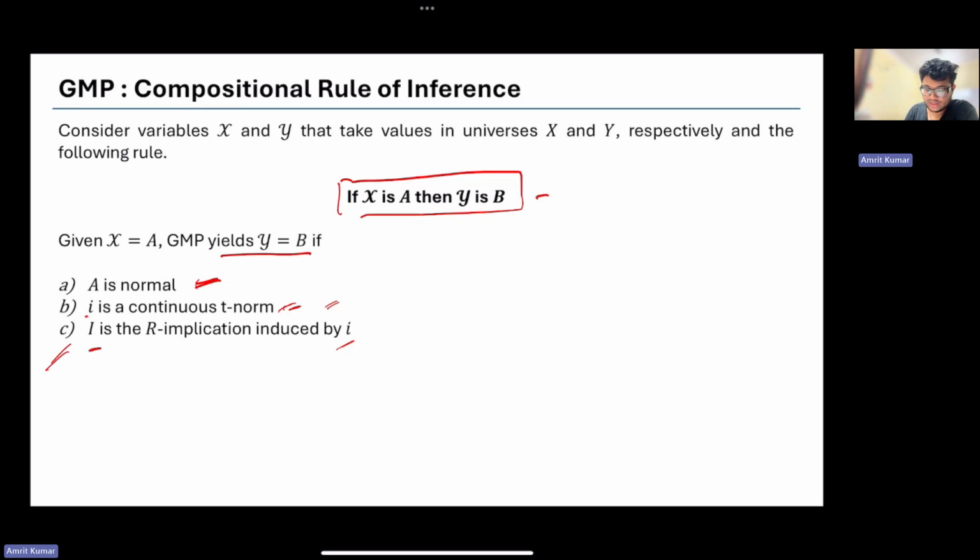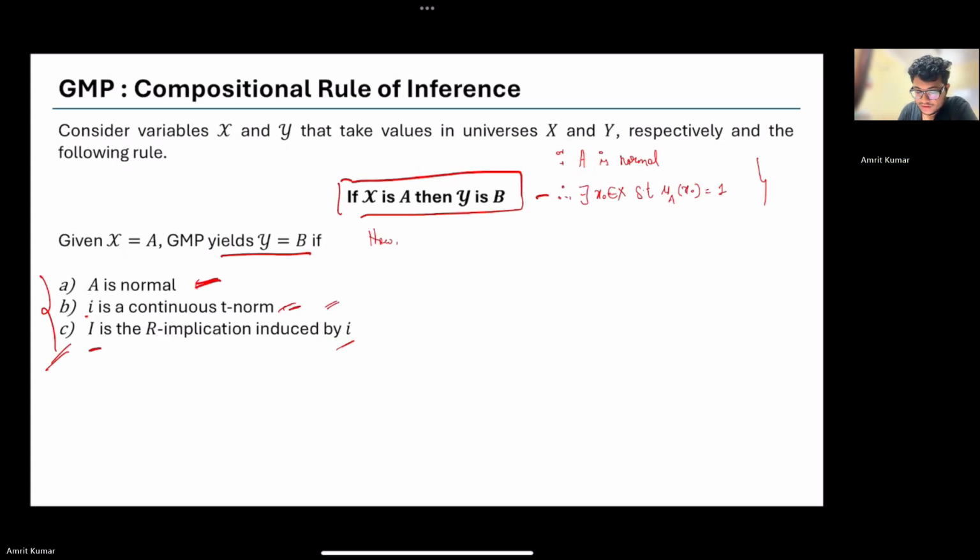So let us quickly look at the proof of this. It's not very hard, so I thought that I will do this. So suppose these three conditions hold. Now, since A is normal, therefore there exists an element x naught in the universe X such that its membership in fuzzy set A is 1, right? So this is something that you should remember.